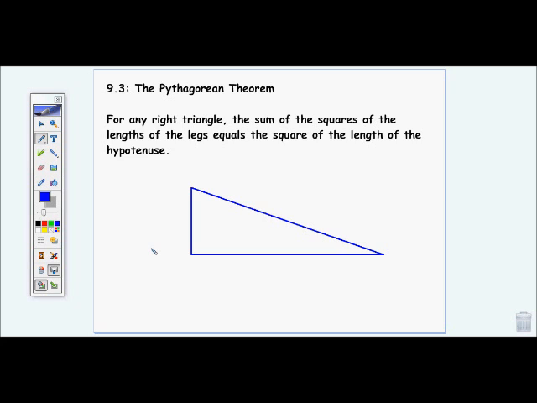It says the sum of the squares of the lengths of the legs equals the square of the length of the hypotenuse. Now, I'm going to go ahead and label the legs first. I'm going to label one leg as A and the other leg as B. Because this is a right triangle, you're going to see that little square. That means the square fits in there nice and tightly, and that will tell you the legs of the triangle. The legs of the triangle are the two sides that create that right angle.